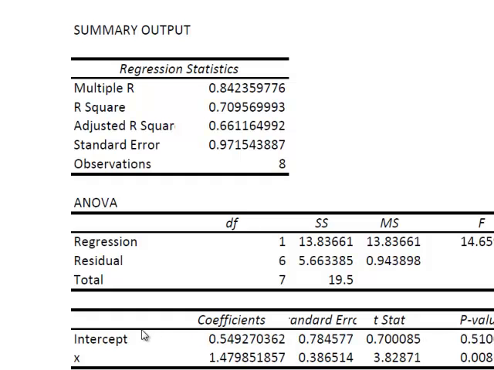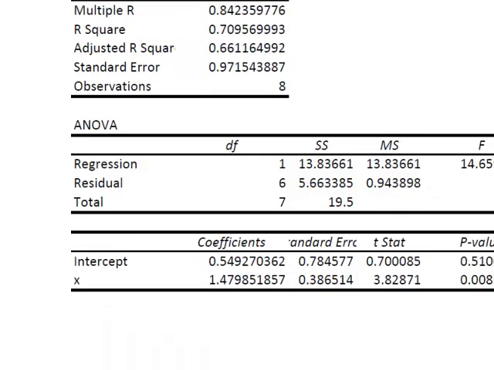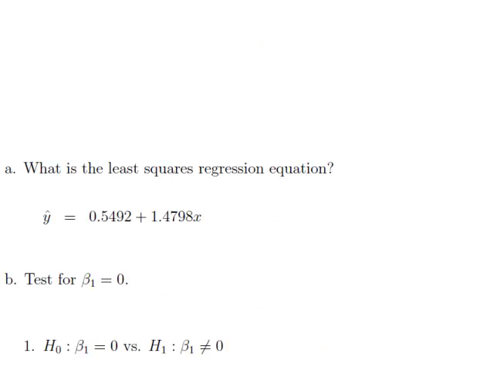If you go to where it has intercept and then x and run down the coefficients, the intercept is your y-intercept, and I just put it at 0.5492 on ours. Then the slope component is the 1.4798. So in order to answer this question, let me scoot the page down. What is the least squares regression equation? The 0.5492 plus 1.4798 times x.